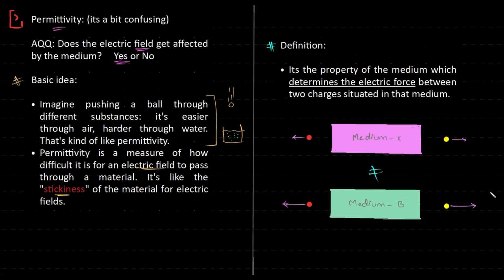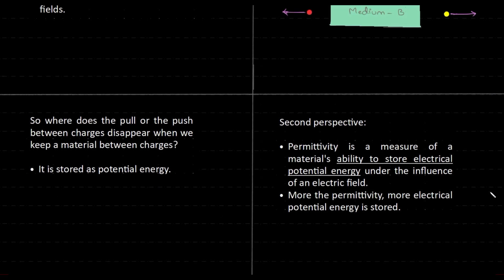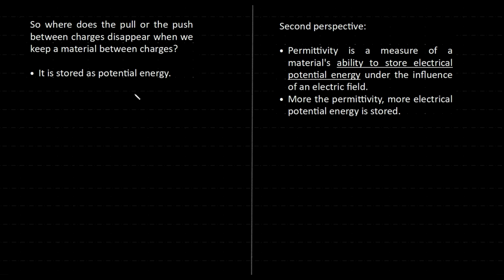Now the question is, where does this force disappear to? See, it's either increasing or decreasing. The force will increase or decrease. Of course, in vacuum it is x, and in a medium it is, say, x by 3 and so on. It reduces. So where does the force disappear? It is stored in terms of potential energy. So the pull or the push between charges is stored as potential energy.